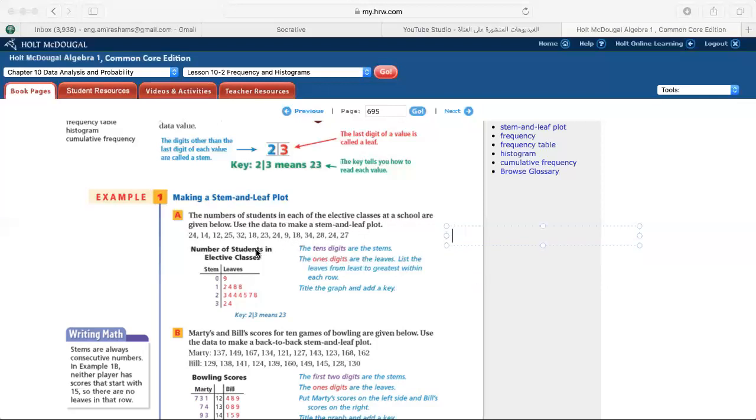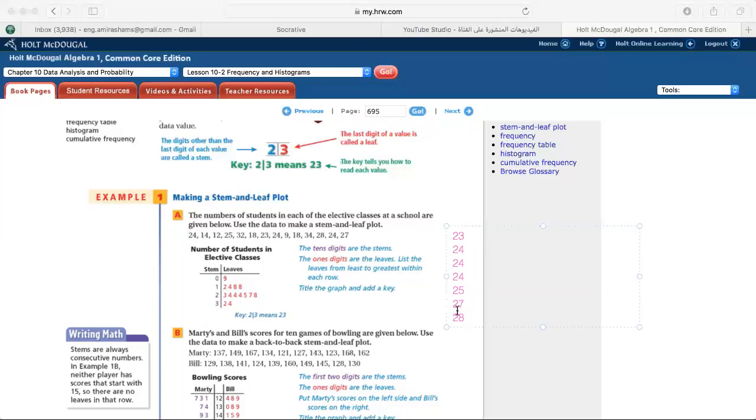Next, I have what? I have 23, I have 24, I have 24 repeated, and I have 24 repeated, and I have 25, I have 27, and I have 28. So now I finished all the 20s, all the numbers that have 2 in the tens digit. All of this group has 2 in its tens digit. So I will write 2 in the stem, and I will take the last digit of each of them and put them in the leaves part.